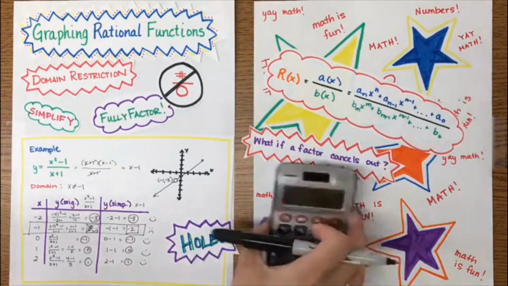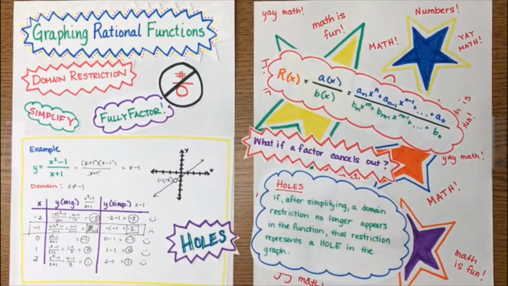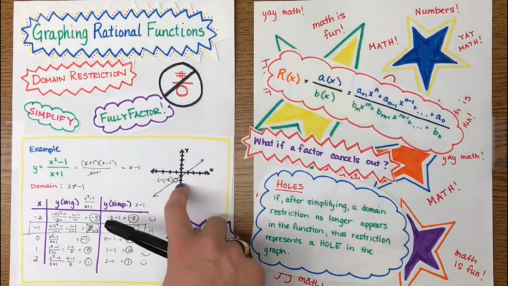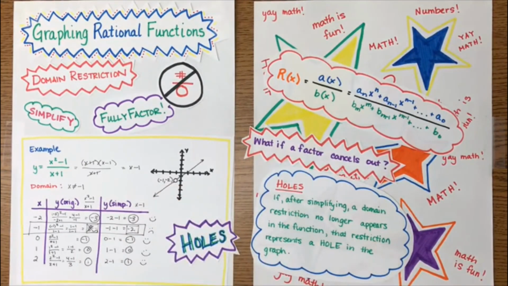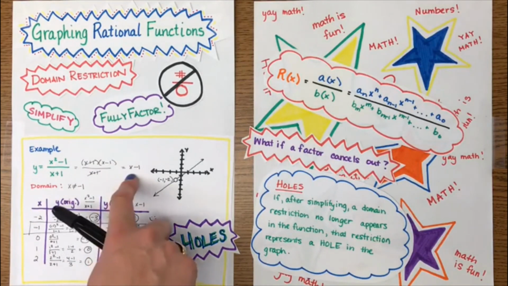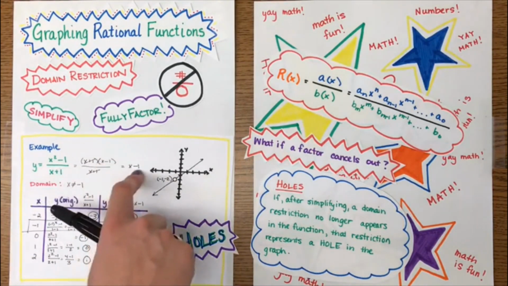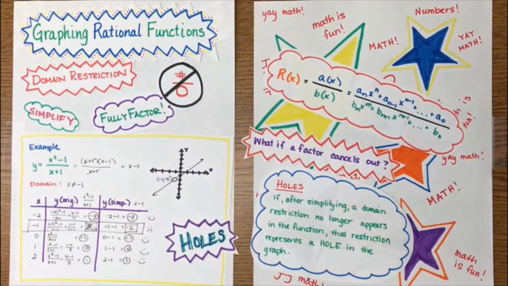The definition of a hole is that if after simplifying a domain restriction no longer appears in the function, that restriction represents a hole in the graph, or a point that does not exist on the graph. My graph is exactly the same as this, so this rational function turns into a line with a hole. In our next video, we'll look at some examples of finding vertical asymptotes and holes.